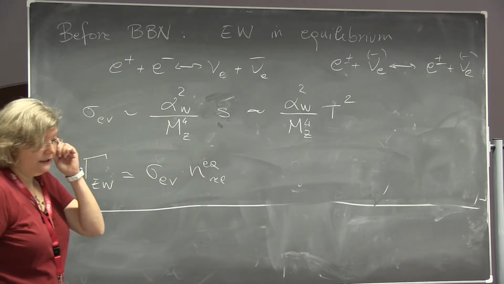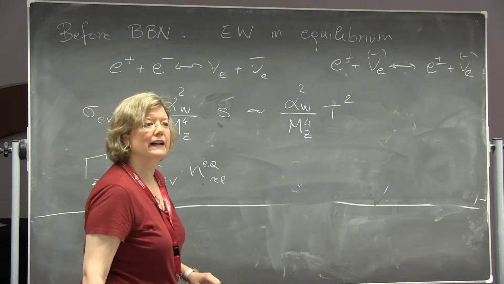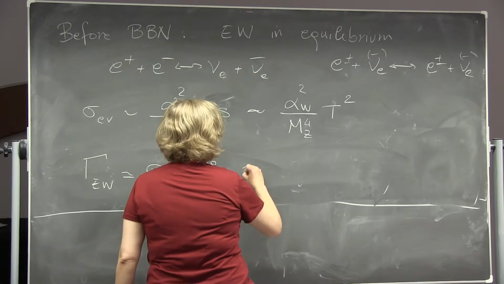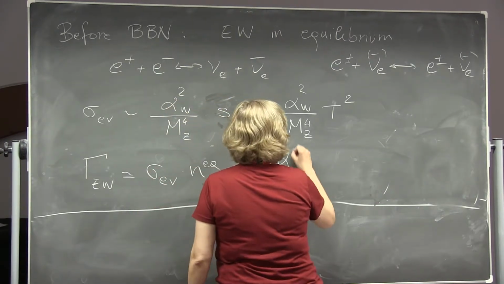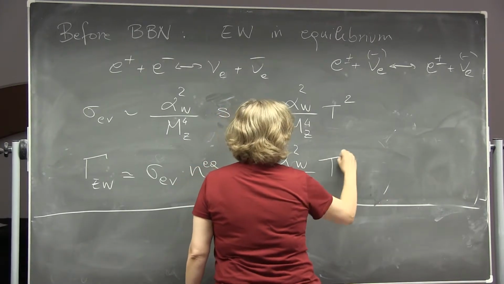And therefore, in equilibrium, this is something which, well, I didn't compute it, but if you compute it, you find that it's proportional to T cubed, instead of T to the fourth, because you have one power less of the energy when you do the integral, and this gives you a T cubed. So if you plug in the numbers here, you get something which is alpha squared W over M_Z to the fourth, T to the fifth.